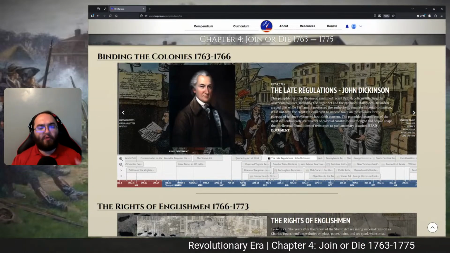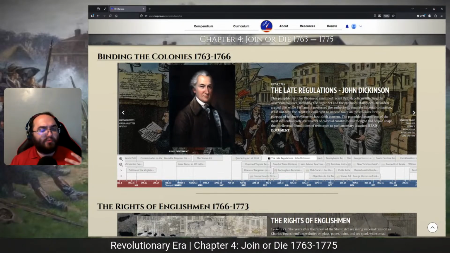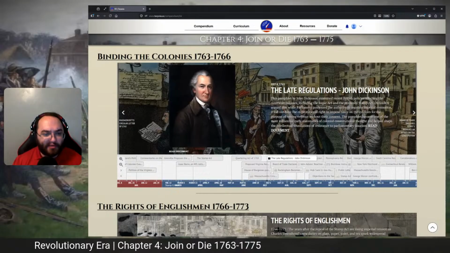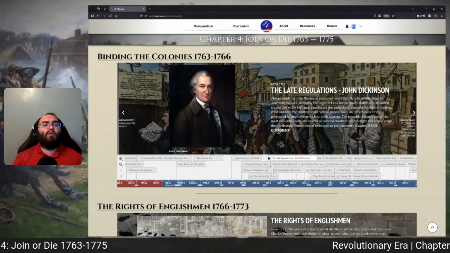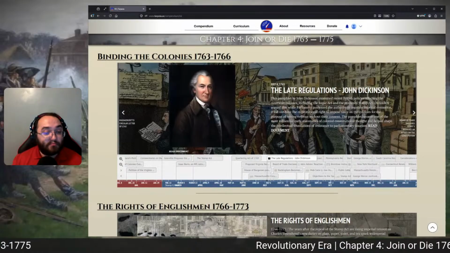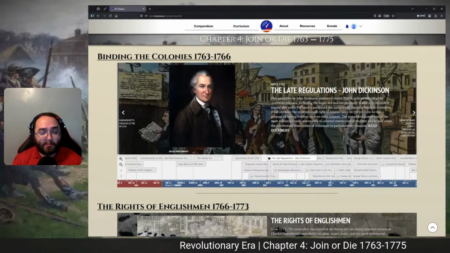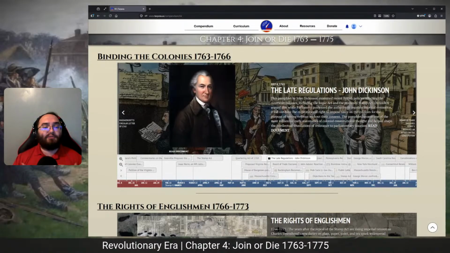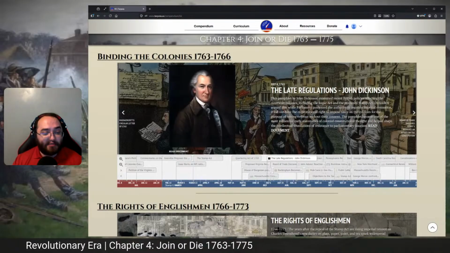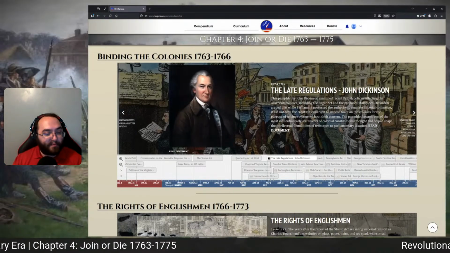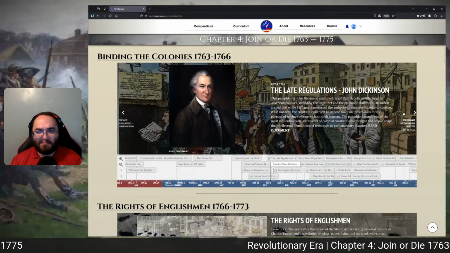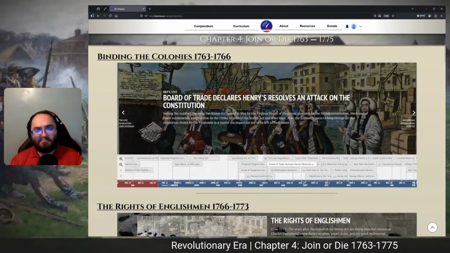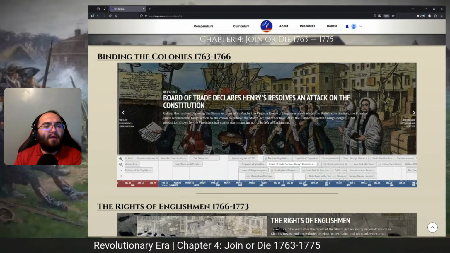And so people have a very strong attachment to their colonial identity. And this very strong attachment to their colonial identity will continue long after the establishment of the United States as loyalty to state identity, which will have a major impact on the Civil War. But that's a much later chapter. That's like 9 chapters from now.